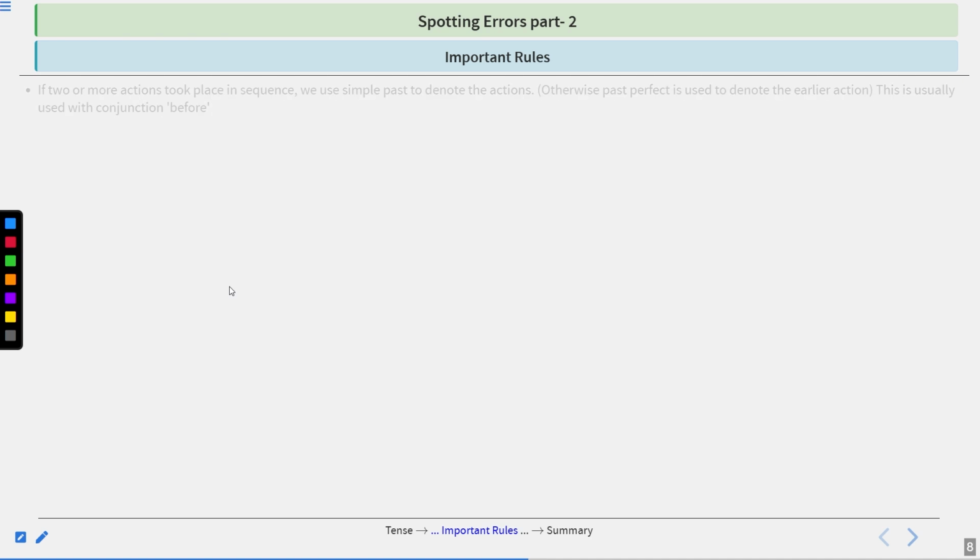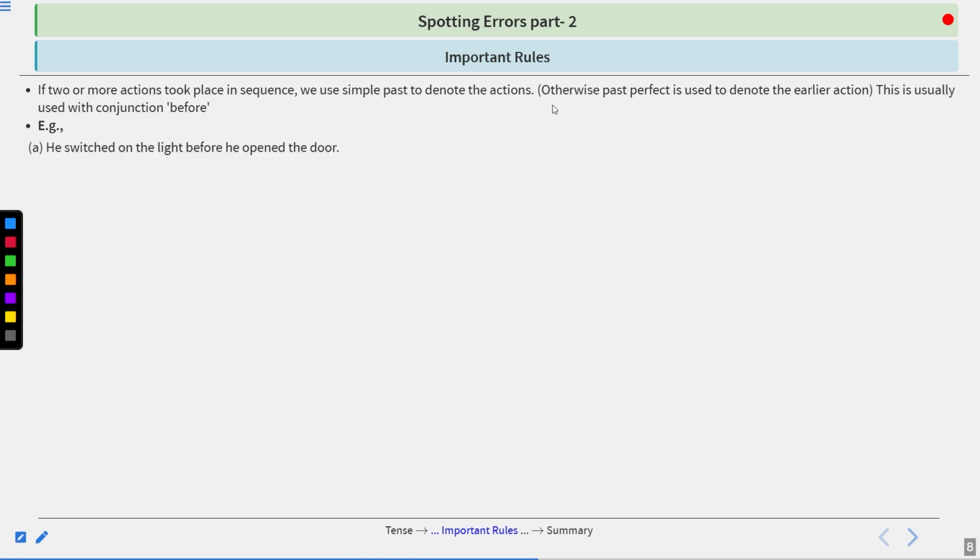Important rules. If two or more actions took place in sequence, we use simple past to denote the actions. Otherwise, past perfect is used to denote the earlier action. This is usually used with the conjunction before. So here we are saying that if two or more actions took place in sequence, we use simple past to denote the actions, which are connected with the help of the conjunction before.